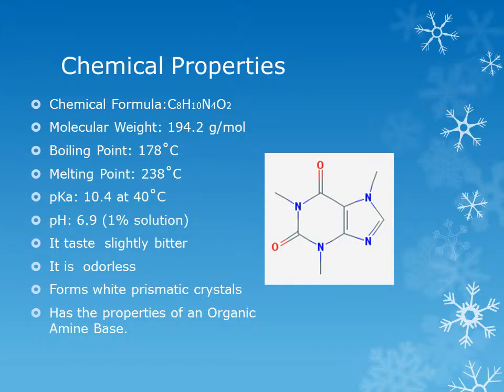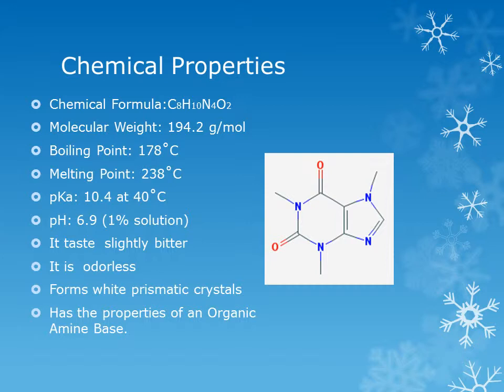The chemical properties of caffeine are: its chemical formula is C8H10N4O2. The molecular weight is 194.2 grams per mole. The boiling point is 178 degrees Celsius. The melting point is 238 degrees Celsius. The pKa is 10.4 at 40 degrees Celsius.